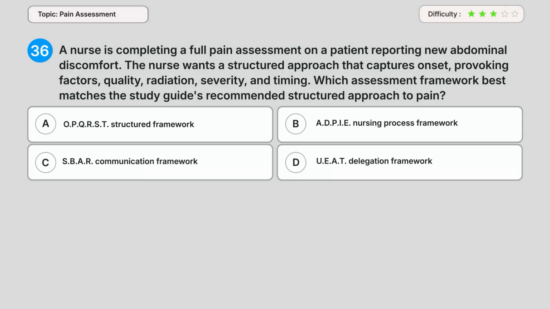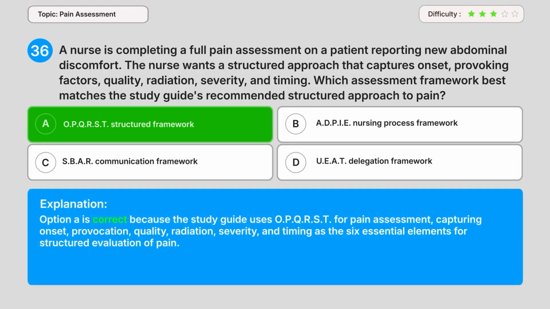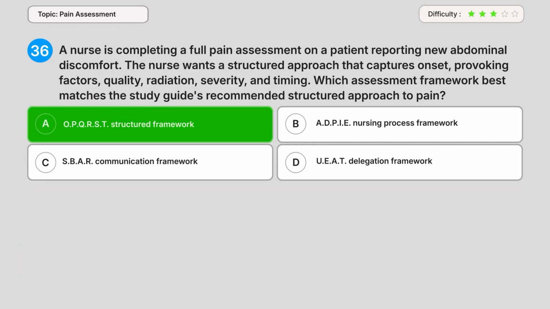Correct answer. A. OPQRST, Structured Framework. Option A is correct, because the study guide uses OPQRST for pain assessment, capturing onset, provocation, quality, radiation, severity, and timing as the 6 essential elements for structured evaluation of pain.